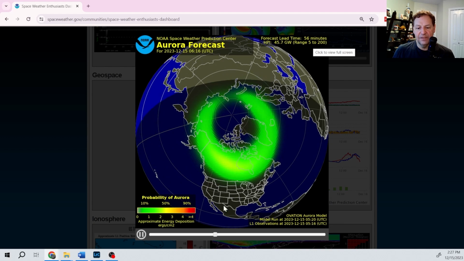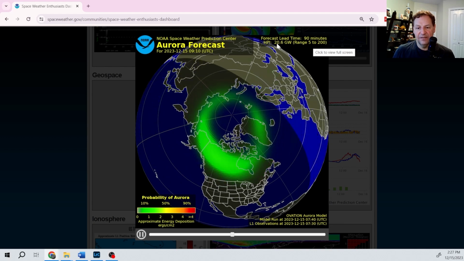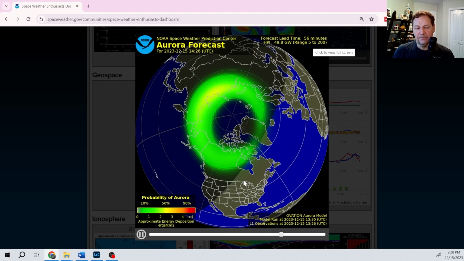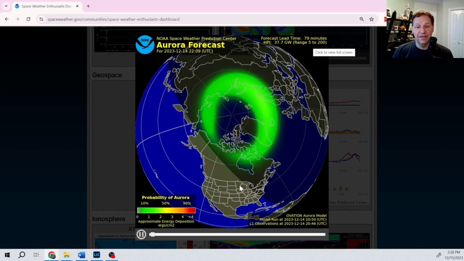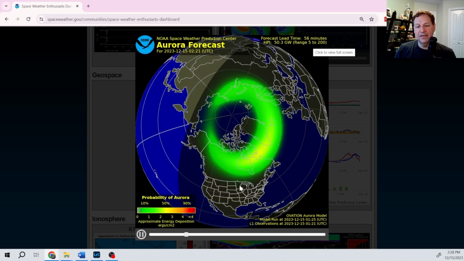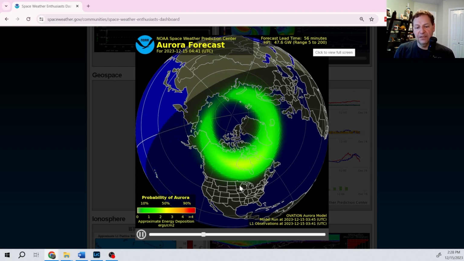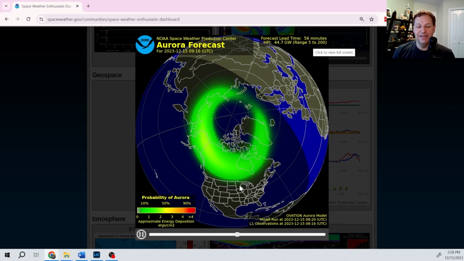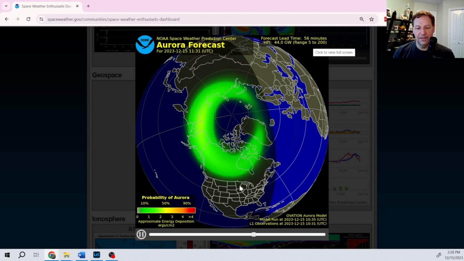But you can see at HPI of around 50, the oval extends down close to the US border. So depending on where you are, if you're down in Toronto or some of these northern states, you need an HPI of 60, 70, 80, maybe even up into 100, depending on how far south you are. But you can see how, as the HPI changes, that oval expands and shrinks. I've said that many times, that is what I pay attention to at night. I don't care about the KP, because for a given KP, this can vary significantly.